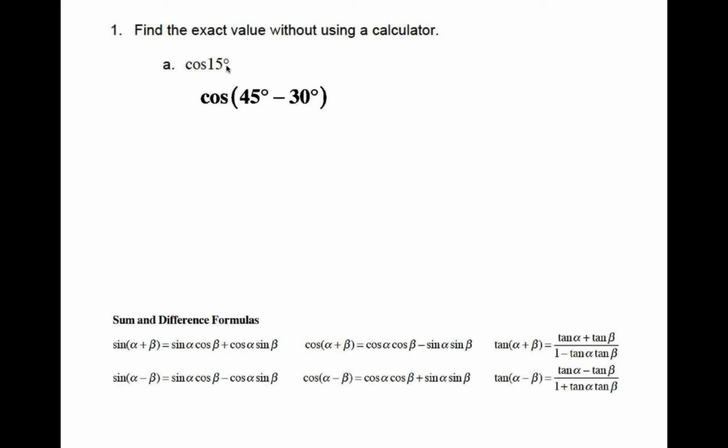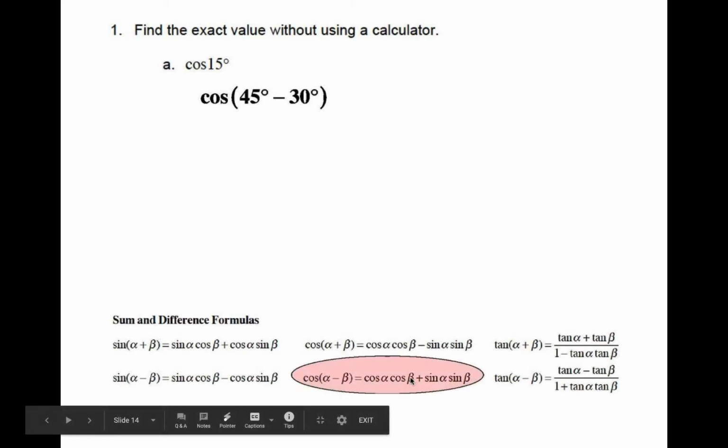Well, we could take the special angle of 45 degrees and subtract the special angle of 30 degrees, and notice that would be the same as the cosine of 15 degrees. So if we're going to do this, you have to use the subtracting cosine formula. So it's the second cosine formula, where you're subtracting the two angles.